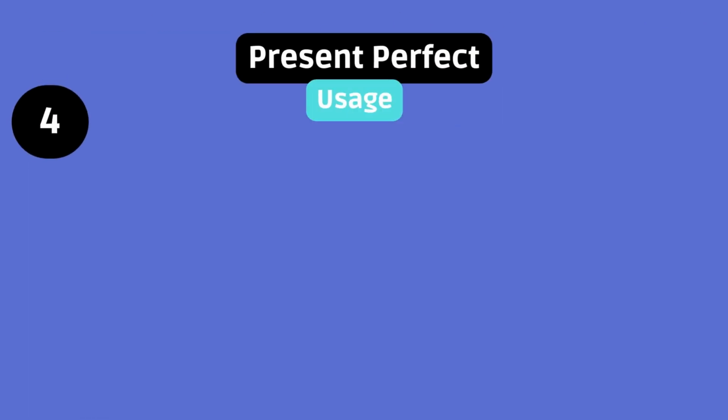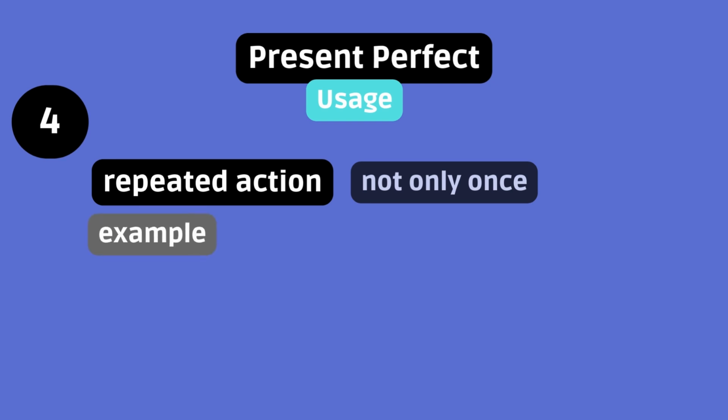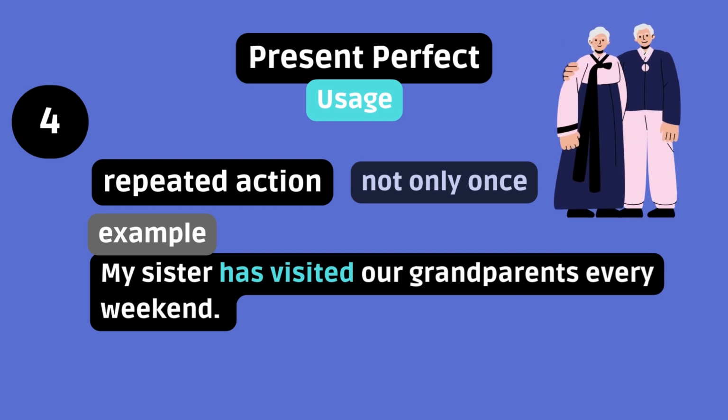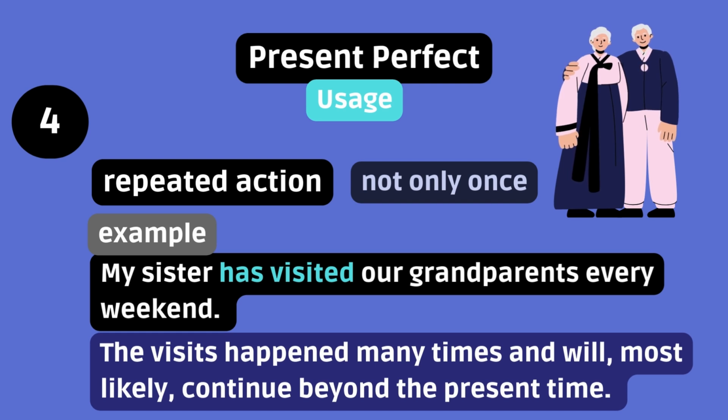Number 4, it can be used to talk about a repeated action. An action happening several times in the past is connected to the present as it may happen again. Example, my sister has visited our grandparents every weekend. The visits happened many times and will most likely continue beyond the present time.